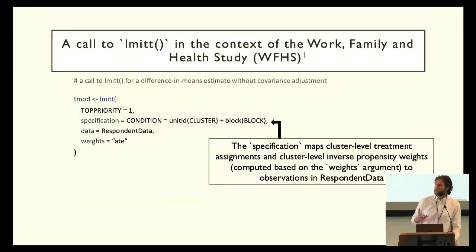What lmitt does is it uses this formula to extract cluster-level assignment information from the employee-level data frame. And it uses that to first construct the correct employee-level assignment indicators to use in the regression, and also to compute the correct cluster-level assignment probabilities that get piped into the inverse probability weights that correspond with the estimand specified in the weights argument.